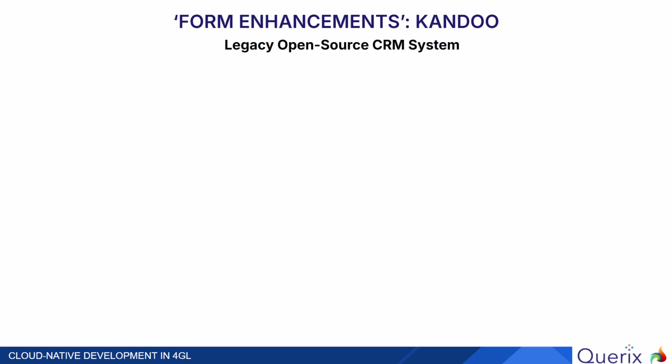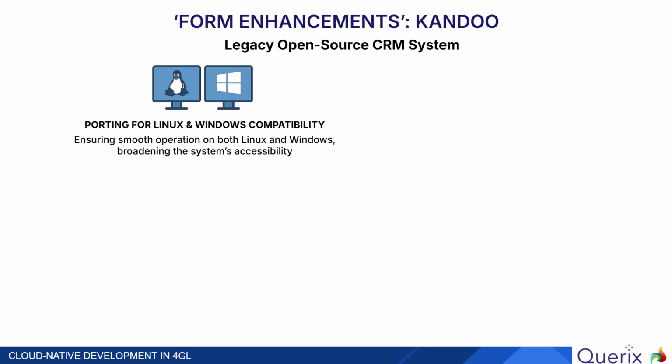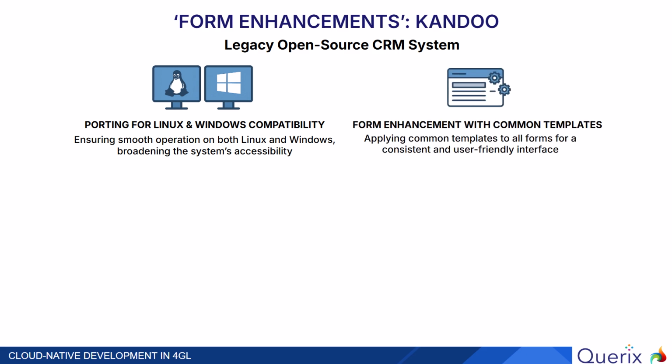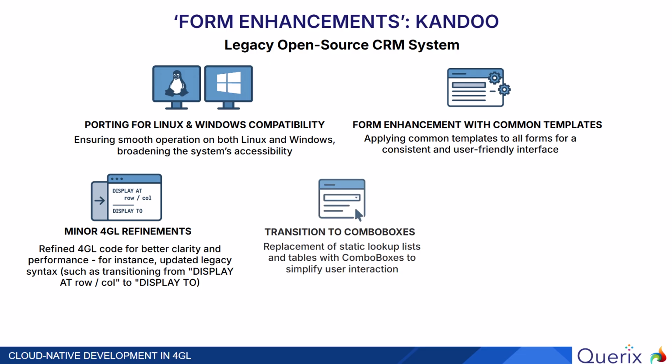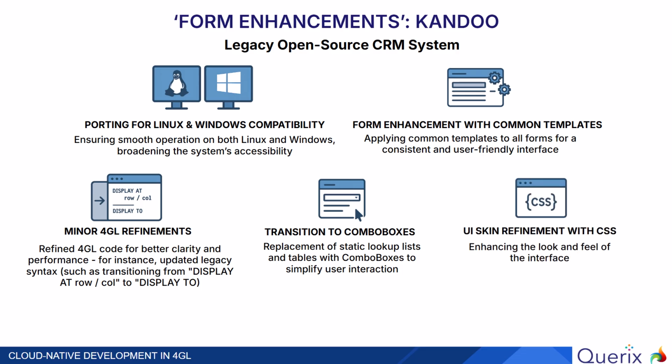The legacy open-source CRM system, Candu, required changes to keep up with the growing demands. First of all, we did the porting for Linux and Windows compatibility to provide a smooth operation on both and broaden the system's accessibility. Then, we did the form enhancement with common templates, applying them to all forms for a consistent and user-friendly interface. Next, we've updated some of the 4GL syntax for more clarity and better performance. Another step was the transition to combo boxes, the replacement for static lookup lists and tables to simplify user interaction. And from the UI/UX point, we have enhanced the look and feel of the application interface using CSS.